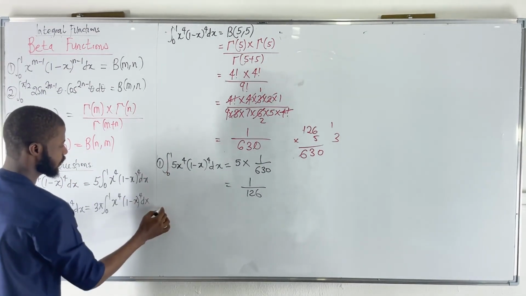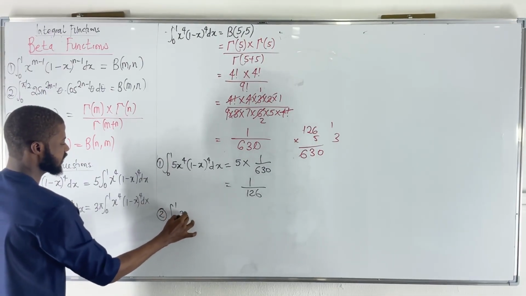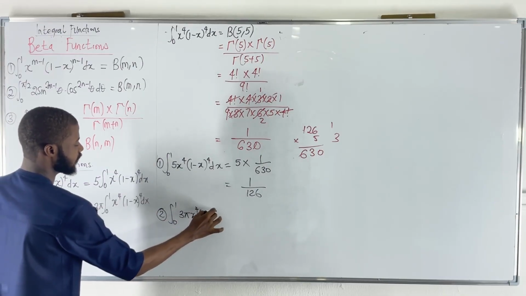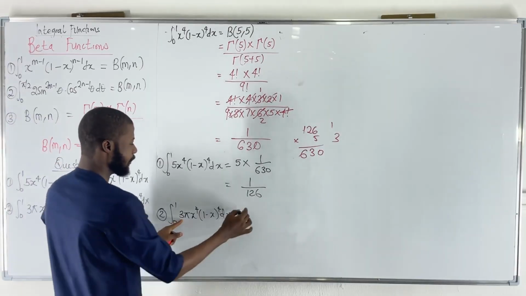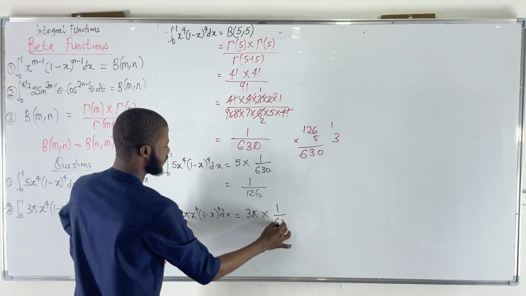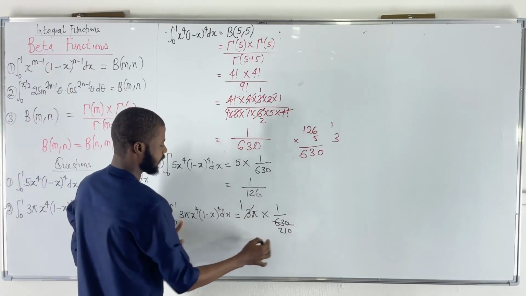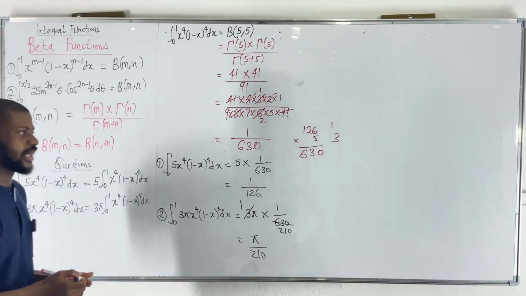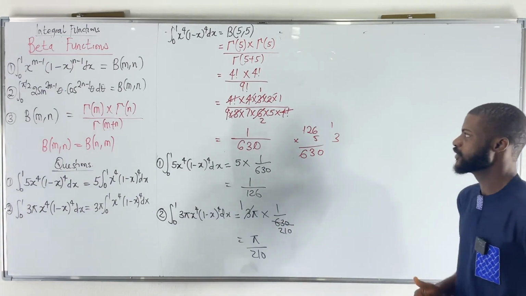So the second one that has 3 pi: this is 1, this is 2. The integral from 0 to 1, the constant is 3 pi, x to the 4, 1 minus x to the 4 dx. This will become 3 pi times 1 over 630. Now 3 into this will give me 210. So this will just become pi divided by 210. Now you can see that this is actually very easy to compute. These are simple.